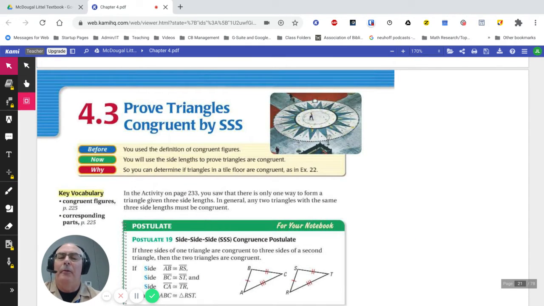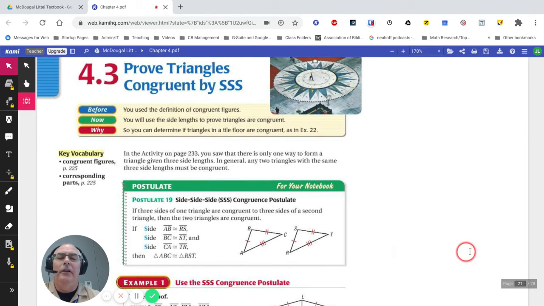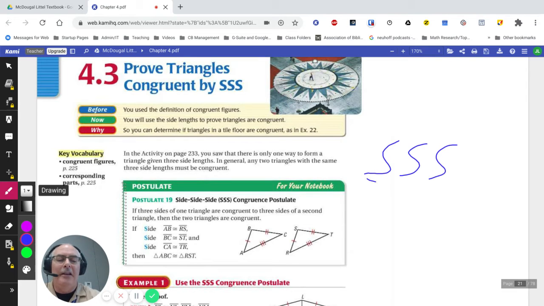Okay, in 4.3, what we're going to be doing is applying some of the things that we learned earlier to prove that two triangles are congruent. If I'm told that two triangles are congruent, then I know that their corresponding angles and their corresponding sides are going to be equal. Likewise, if I can prove that all three of the sides of both triangles, if their corresponding sides are equal, then I know the triangles themselves are congruent. That congruence is called side, side, side, or SSS.